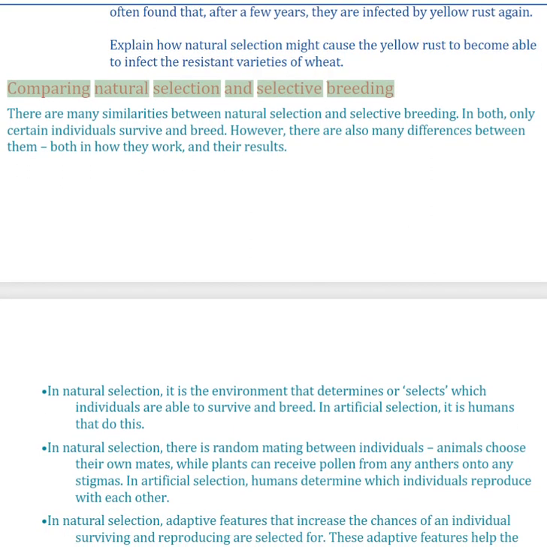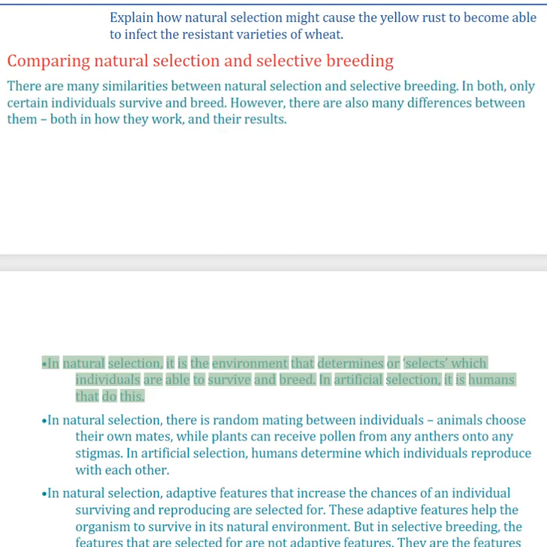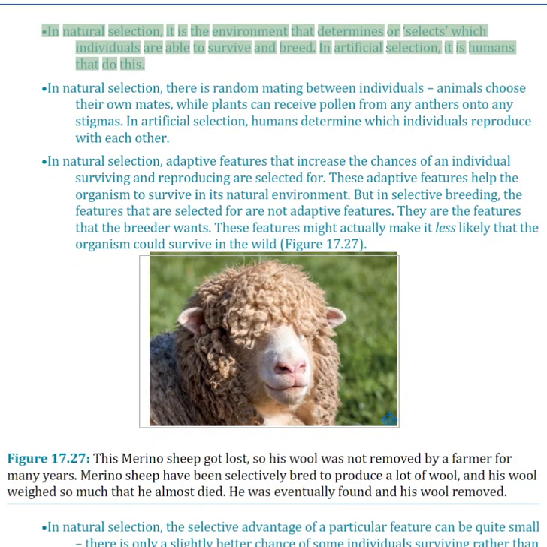Comparing natural selection and selective breeding. There are many similarities between natural selection and selective breeding. In both, only certain individuals survive and breed. However, there are also many differences between them, both in how they work and their results. In natural selection, it is the environment that determines or selects which individuals are able to survive and breed. In artificial selection, it is humans that do this.